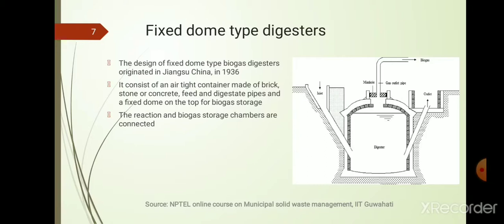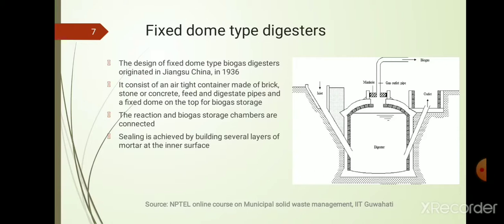and the reaction and biogas storage chambers are connected. So we don't have any separate chamber for the anaerobic reaction and gas storage. We have a single reactor where both will happen. At the bottom we will have reactions and slurry, and at the top we have gas because it has less density. The gas will always be present at the top of the dome.